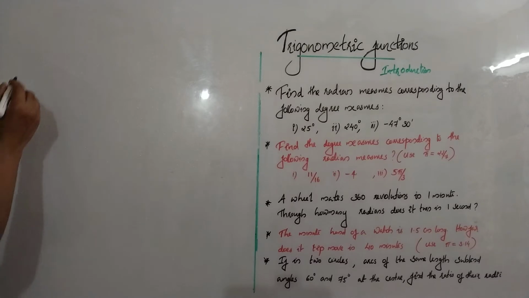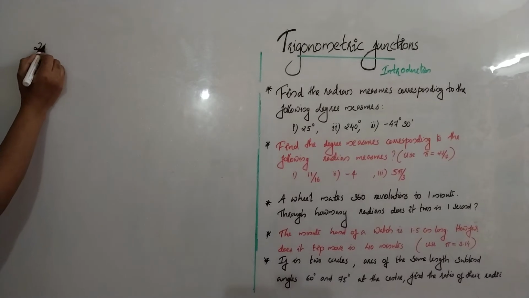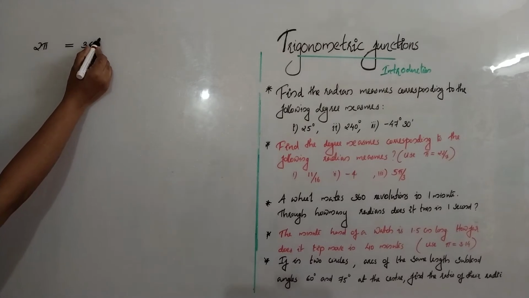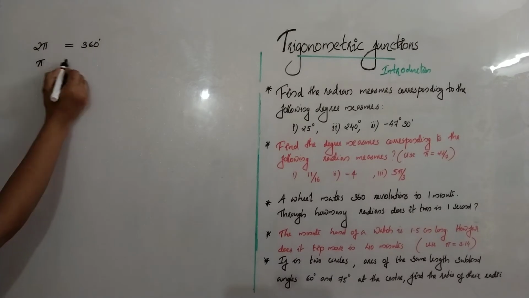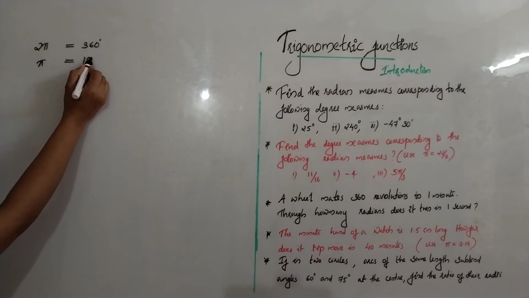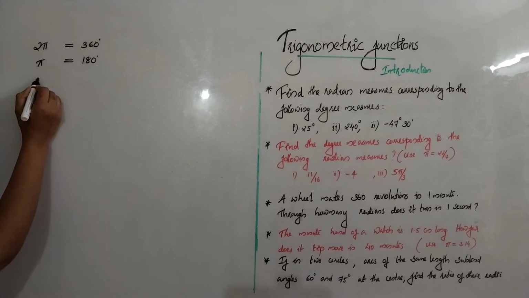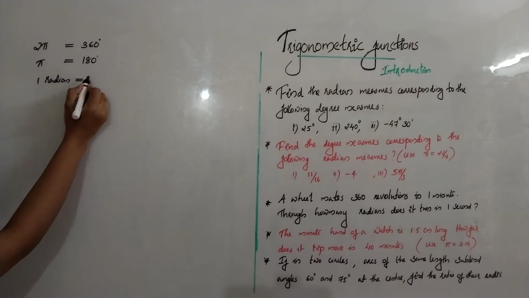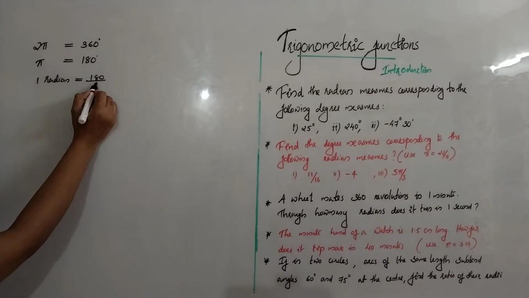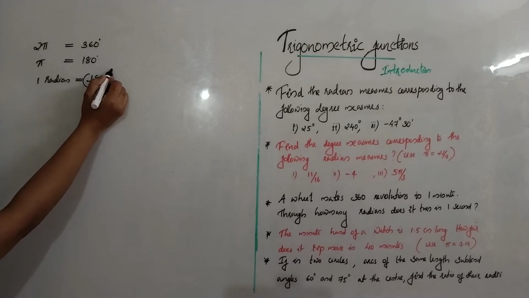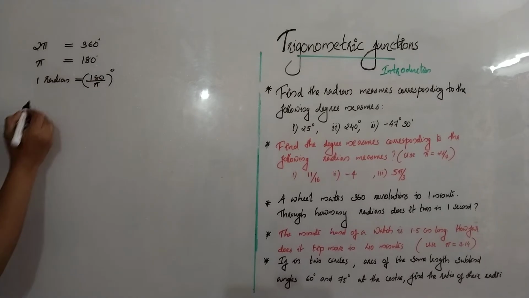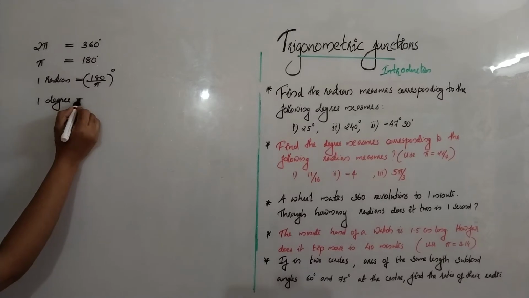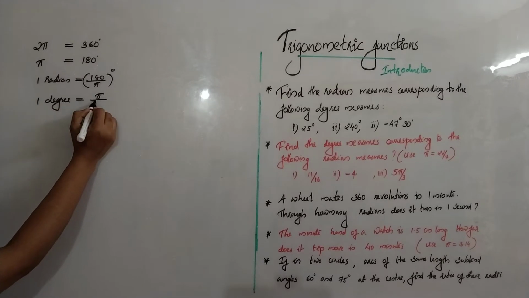We know that 2 pi radian is equal to 360 degree. That is, pi radian is equal to 180 degree, and 1 radian is equal to 180 divided by pi degree, and 1 degree is equal to pi by 180 radian.